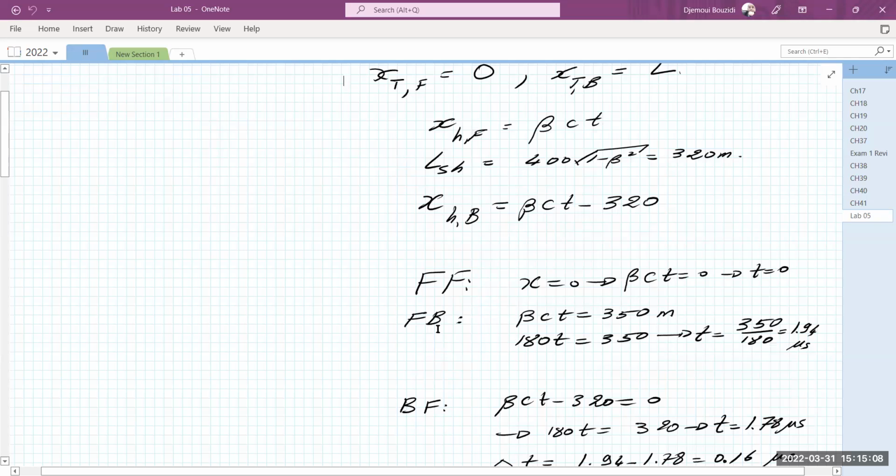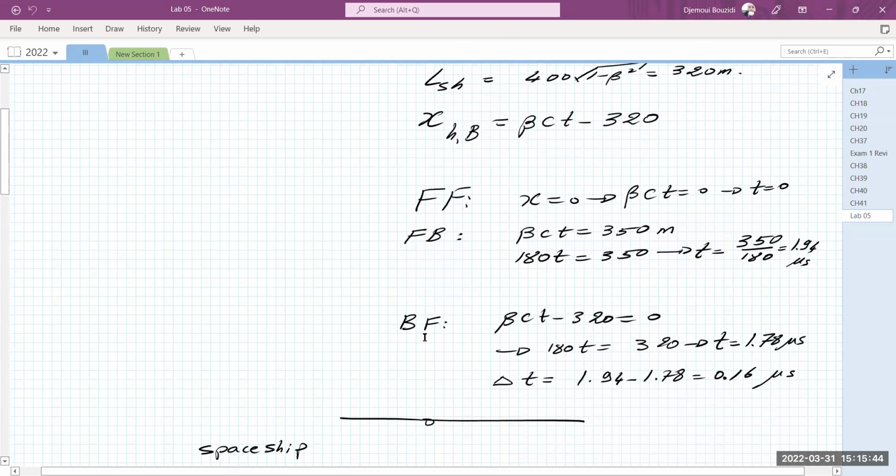Now, when the front has reached the back of the station. The equation for the front is beta ct, but the station is 350 meters. So when I plug in the numbers, I find that it happened after 1.94 microseconds. So this is the front of the moving spaceship getting into the back of the station after 1.94 microseconds, if I did the algebra correctly.